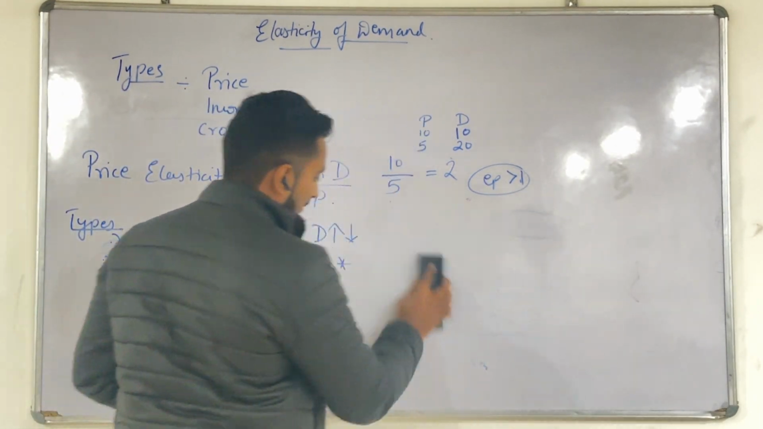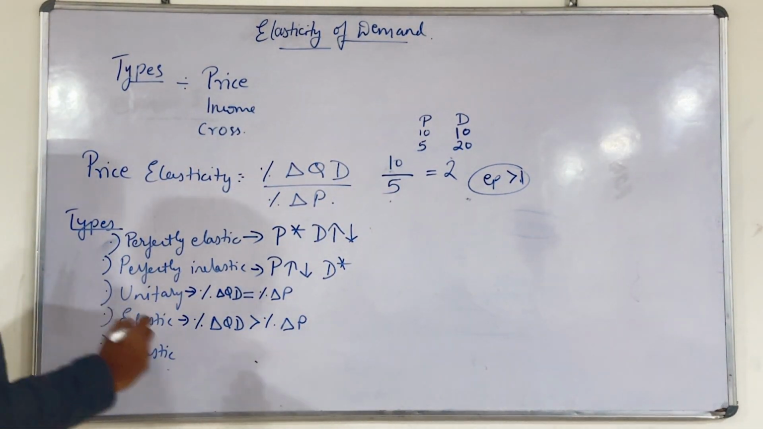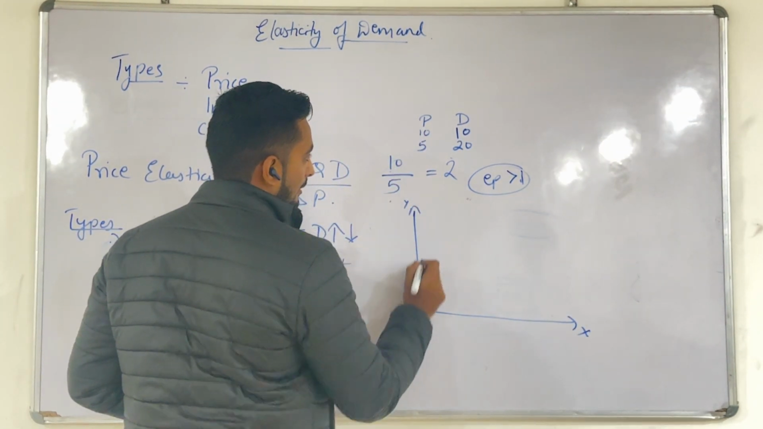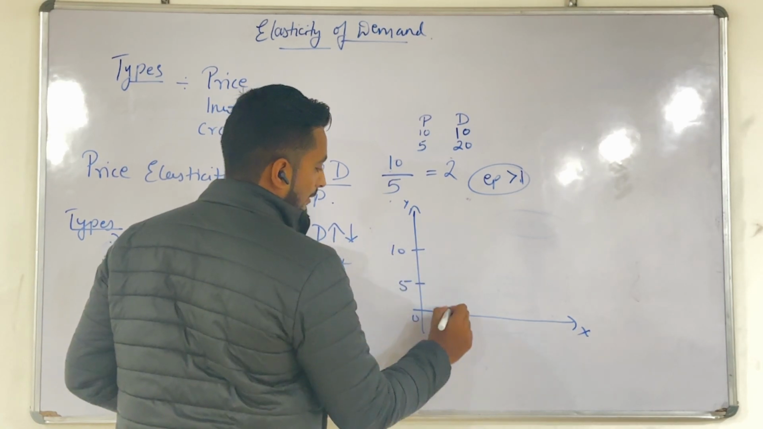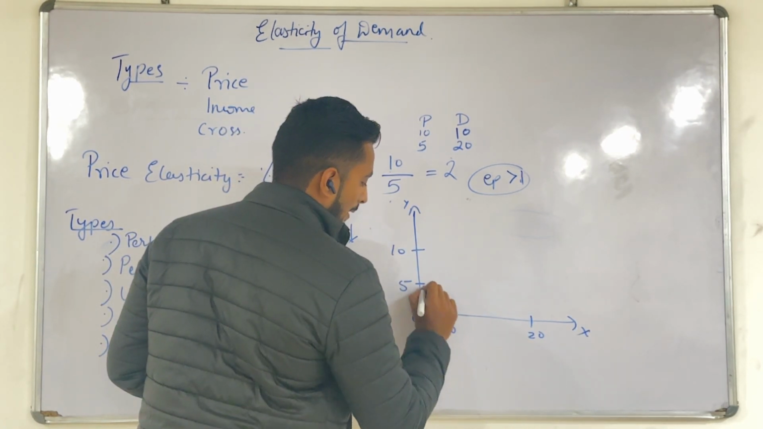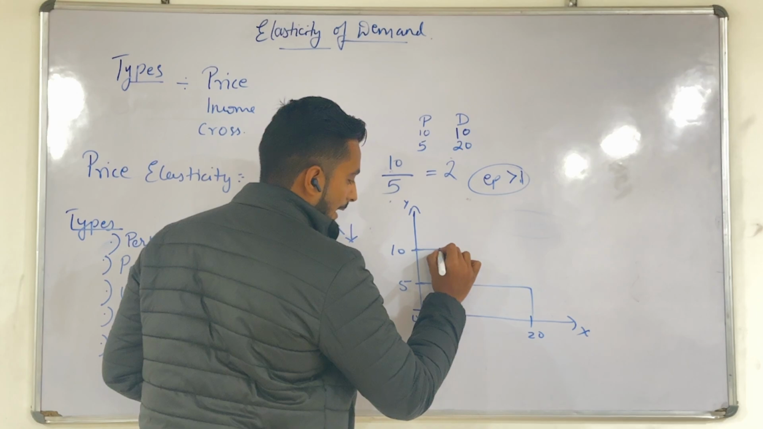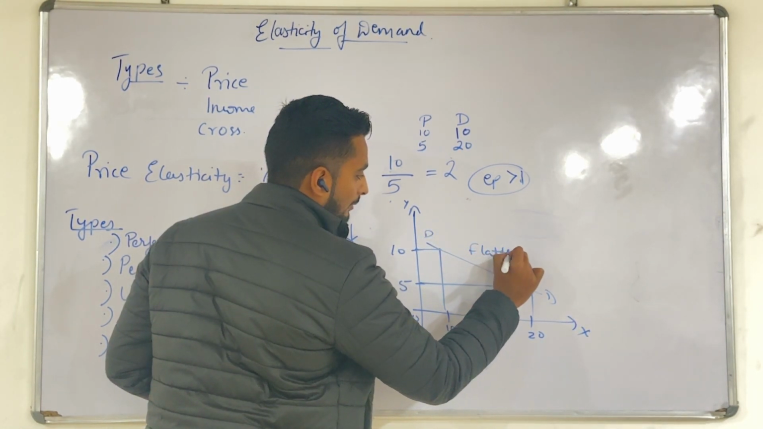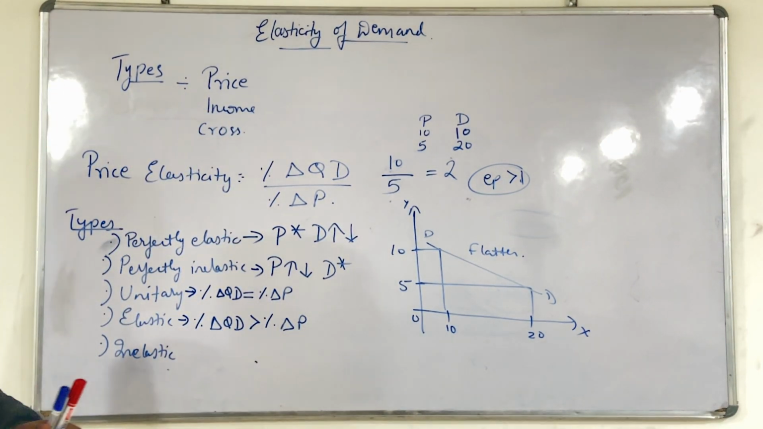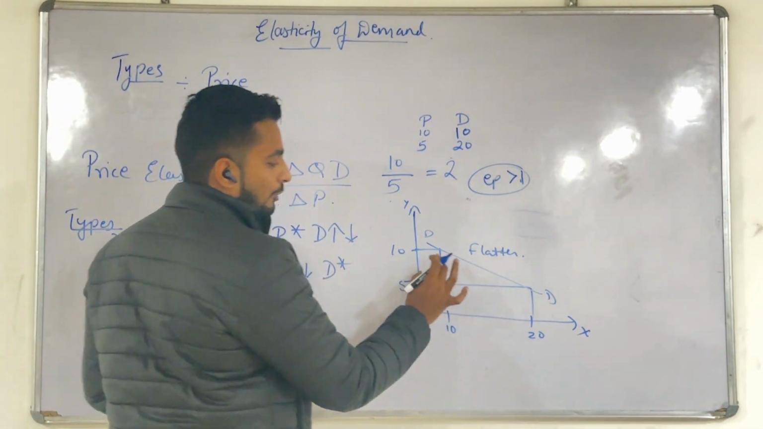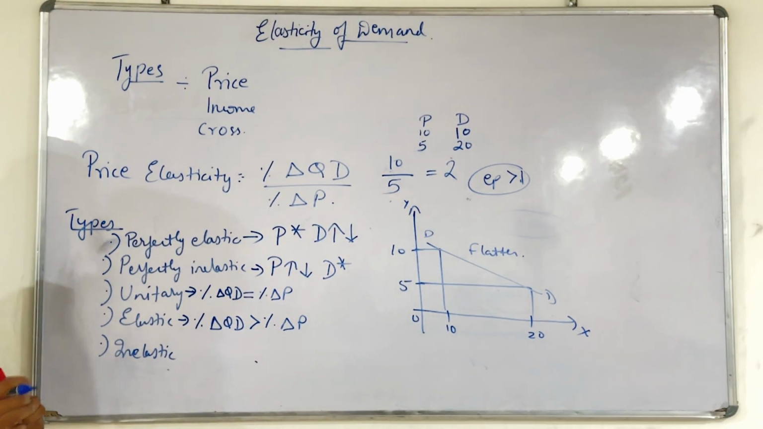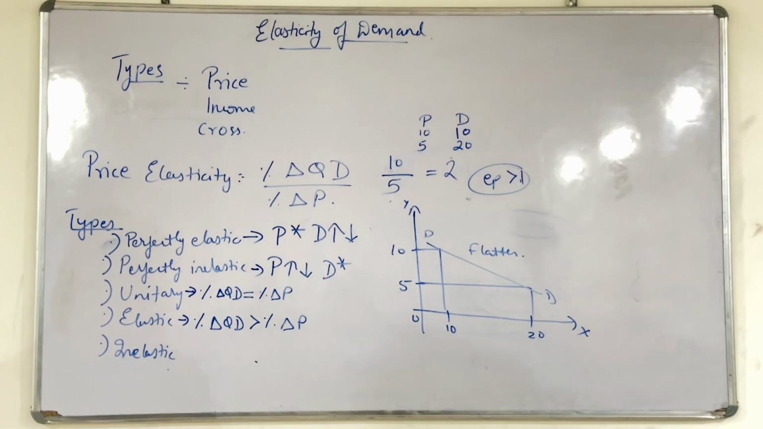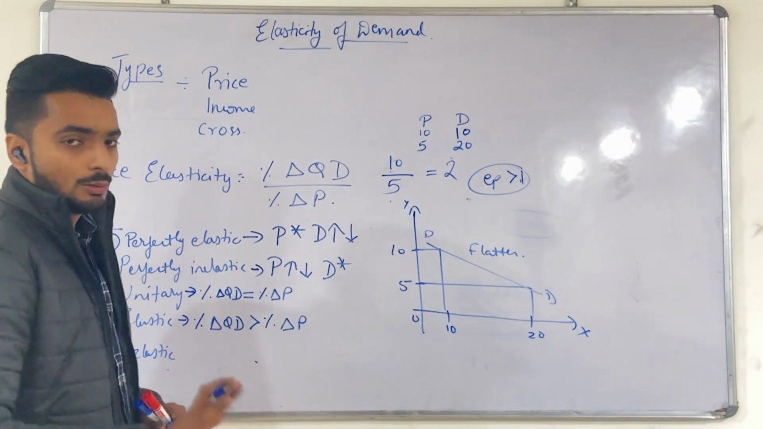So in this case, the graph will be X origin, Y 5, 10, 10, 20. At 5 rupees 20 is demanded, and at 10 rupees 10 is demanded. This will be the curve which is flat. Demand is flat. That means change in demand is more than change in price. If price changes by 5, demand changes by 10 units. So that means EP is more than 1.